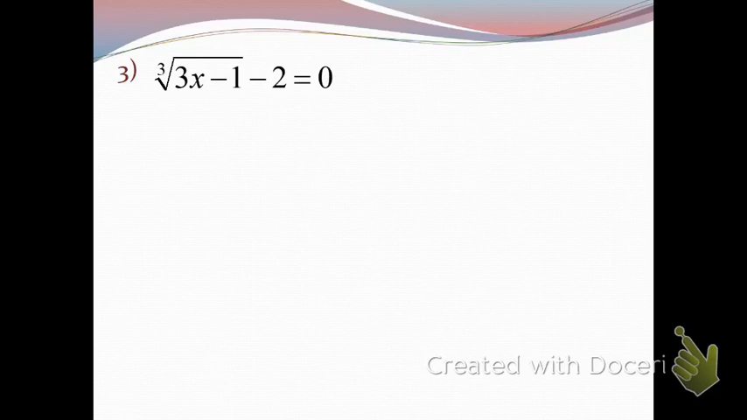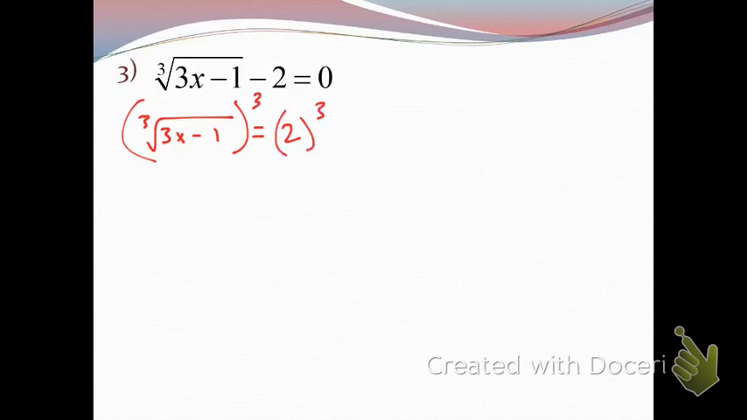All right, here we go. Now I have the cube root of 3x minus 1 minus 2 equals 0. So we're going to add 2. And now I have the cube root of 3x minus 1 equals 2. And then I'm going to cube both sides because the opposite of cube root is to cube both sides. So now I have 3x minus 1 equals 2 cubed is 8. And we probably can do this in our head. Add 1, divide by 3. X equals what, guys? 3.